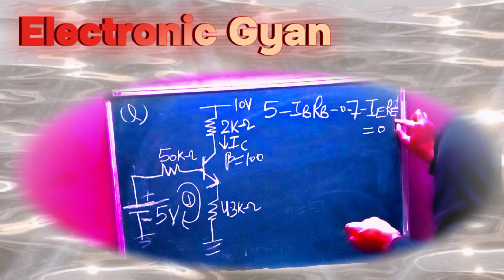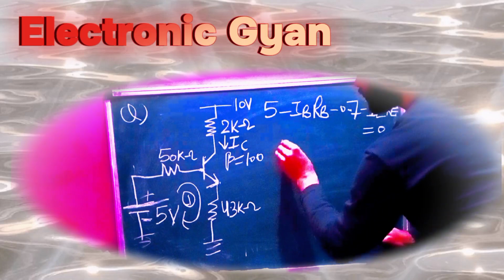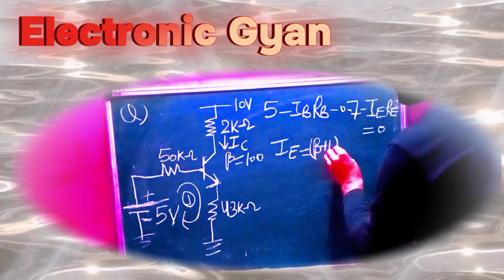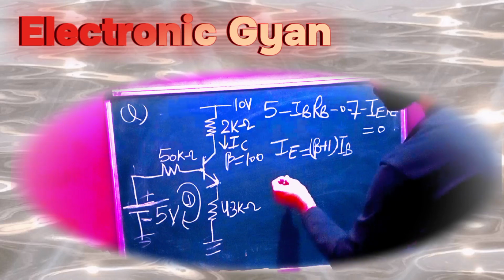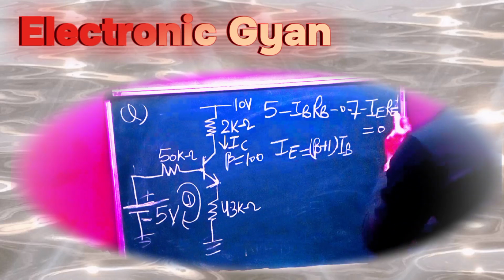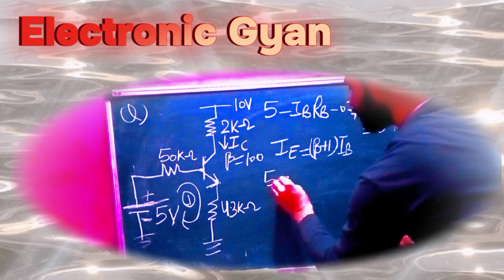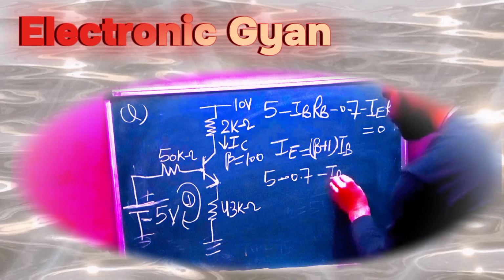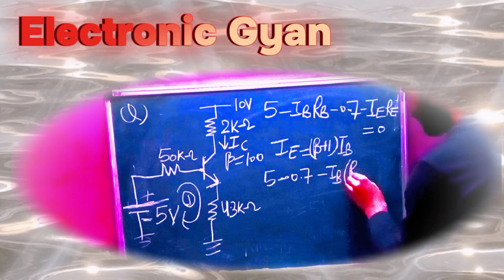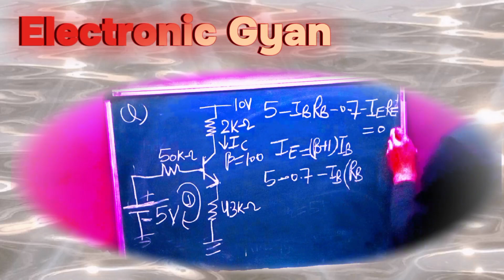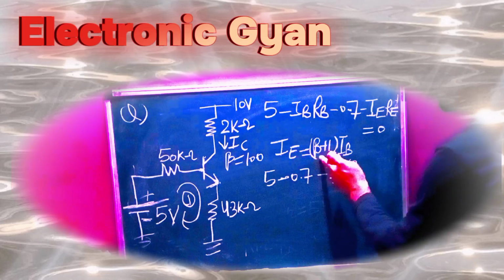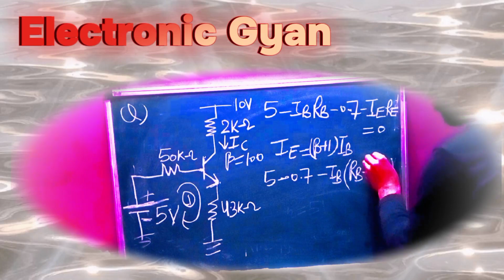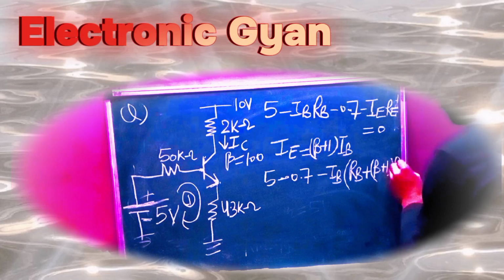As we know, the emitter current is equal to beta plus 1 into IB. By putting this value here, what we will get? 5 minus 0.7 minus IB, taking it common, RB plus beta plus 1 into RE, since IE is equal to IB into beta plus 1.